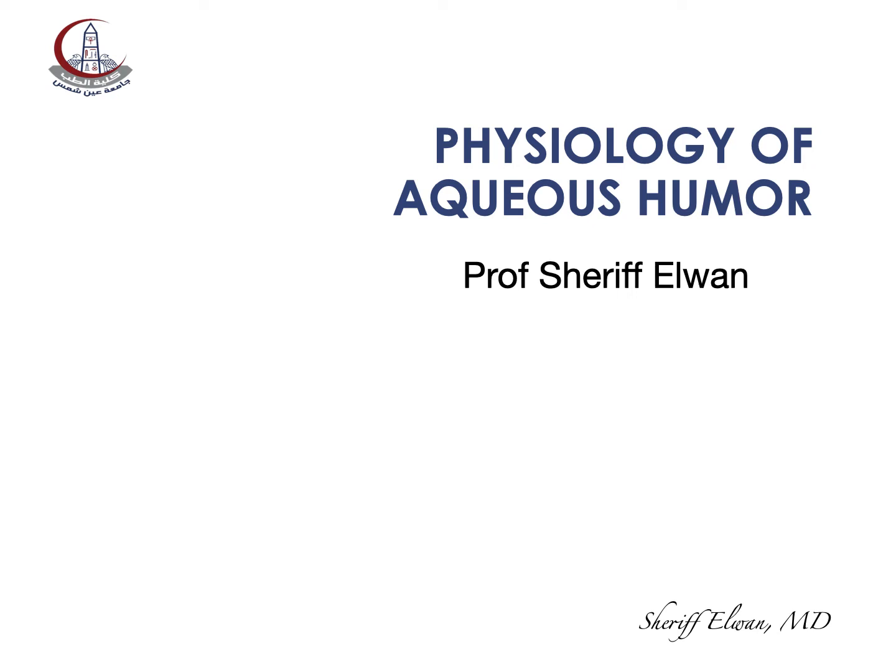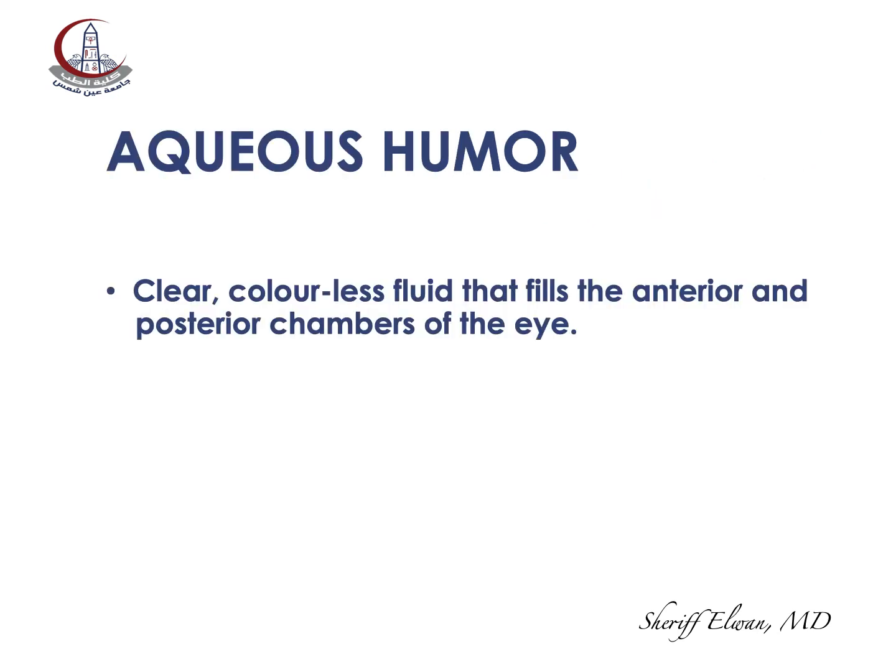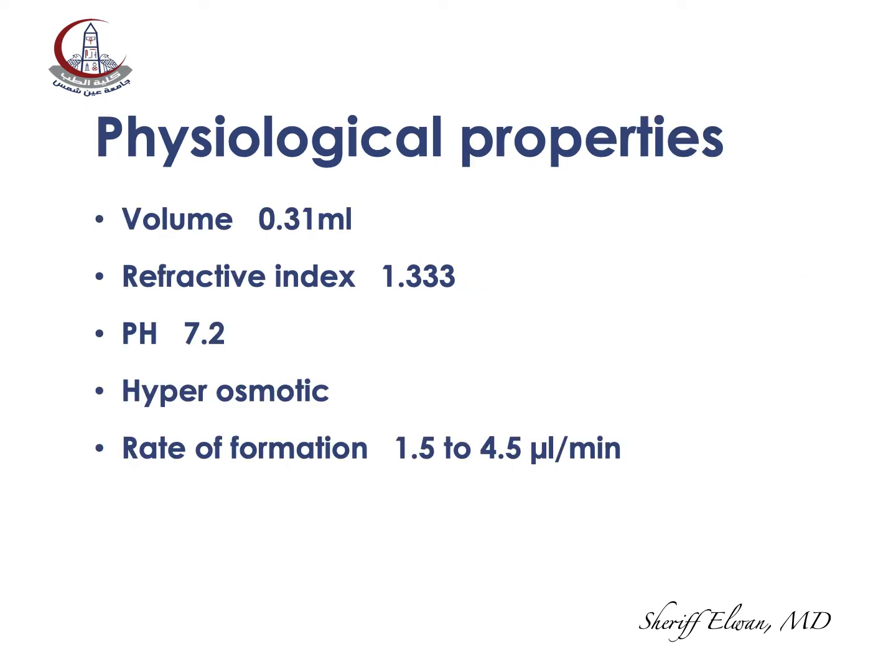Physiology of the aqueous humor. The aqueous humor is a clear, colorless fluid that fills the anterior chamber of the eye as well as the area behind the crystalline lens, which is the posterior chamber. The properties of this fluid are as follows.